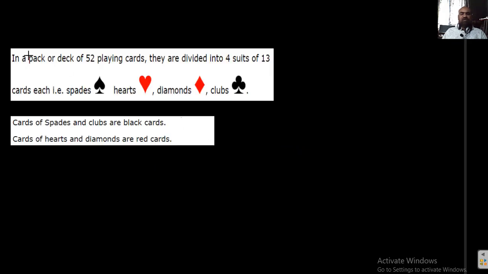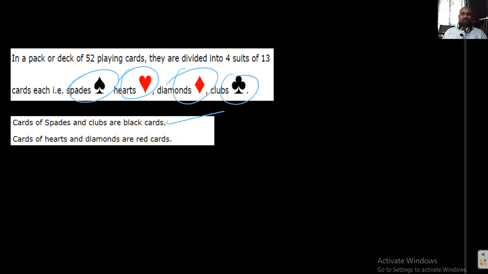So I wrote the same thing here. In a pack or deck of 52 playing cards, there are 4 suits of 13 each: spades, hearts, diamonds and clubs. Cards of spades and clubs are black color cards. Cards of hearts and diamonds are red color cards.